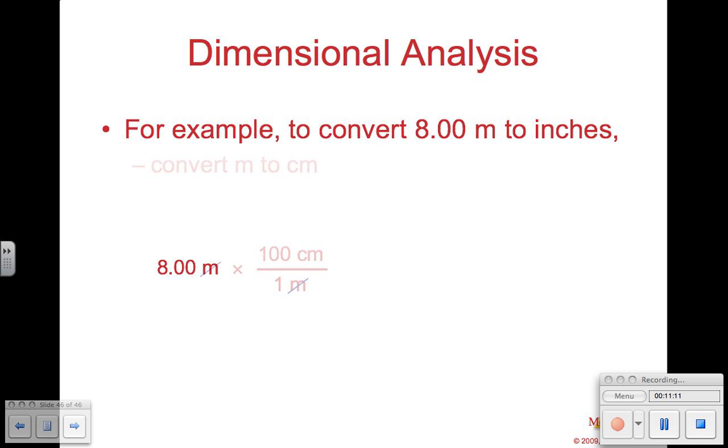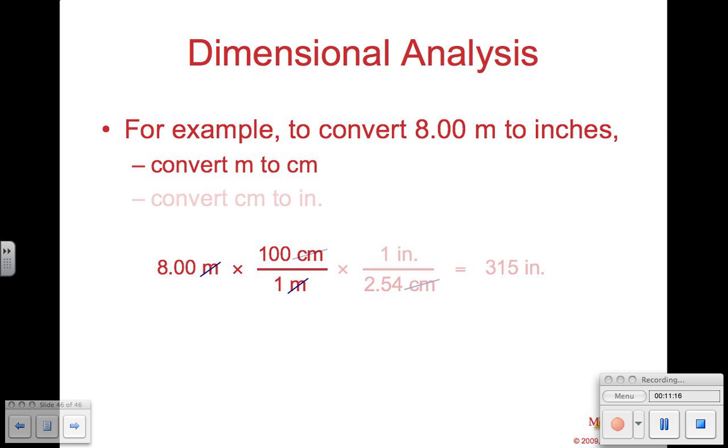So for an example, if you have 8 meters and we want to go to inches, first of all, we're going to use the conversion factor of meters to centimeters. We set it up so meters are on the bottom, centimeters on the top, and so meters will cancel. Then we're going to use the conversion factor between inches and centimeters, and so now centimeters will cancel. The only unit that's left is inches, and then you just do all the math properly. So you would do 8 times 100 times 1, and then divide that by 1 times 2.54.